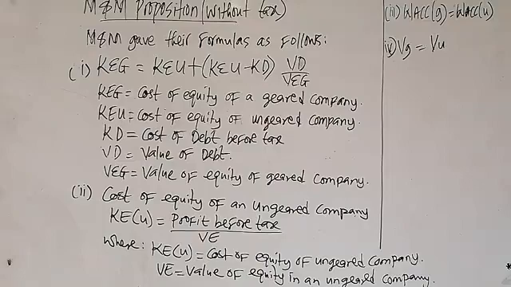Here, that is what is meant by saying that if there is no tax, the value of a levered company is equal to the value of the unlevered company. So at this point, we're going to end the class now. In the next video, I'm going to show us how to use the formula given by M&M where there is tax. This is where there is no tax. Next video, we shall examine where there is tax.